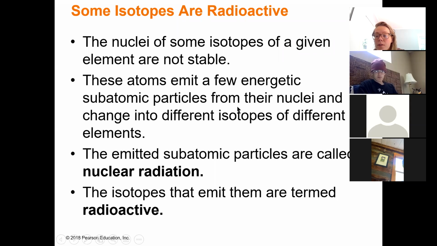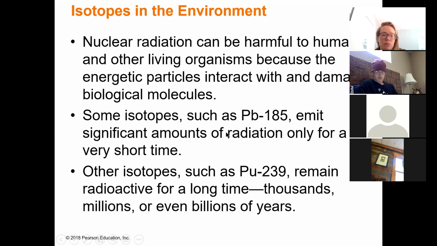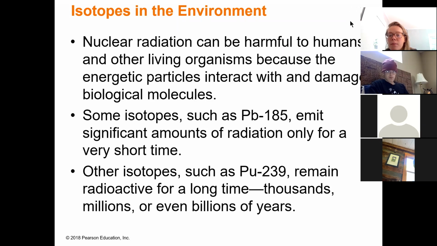There are also isotopes out there that are stable, a lot of stable isotopes, and they won't degrade or change. Nuclear radiation can be harmful to humans and other living organisms because the energetic particles that are given off from the radiation interact with biological molecules.